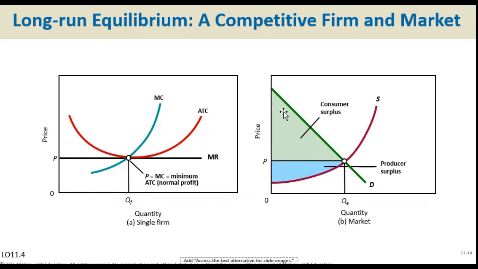So the differential between the maximum that the consumers are willing to spend on the good and what the market offers represents the consumer surplus. For the producer surplus, it's the difference between the minimum that the suppliers are willing to sell the good for and what the market offers them.